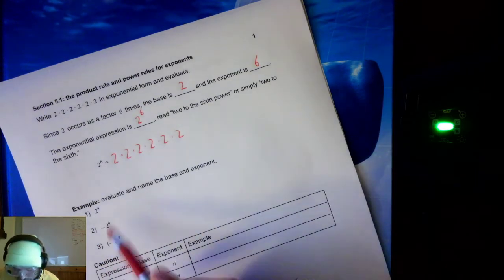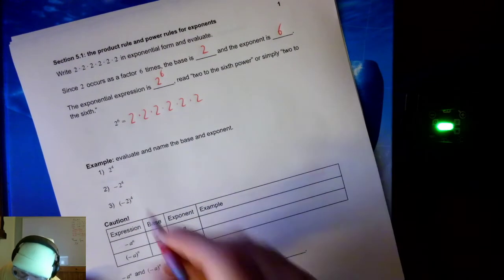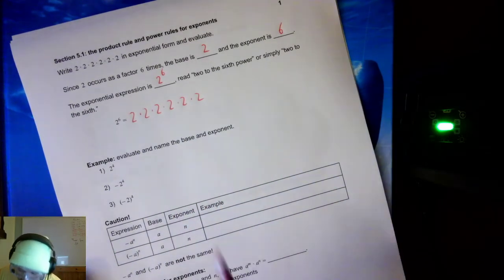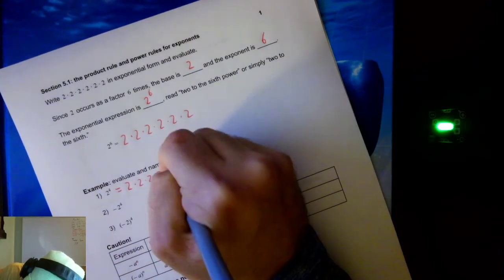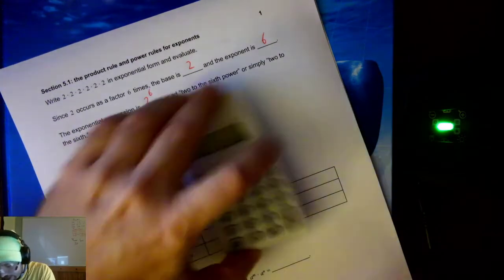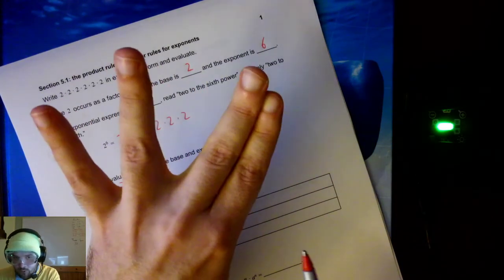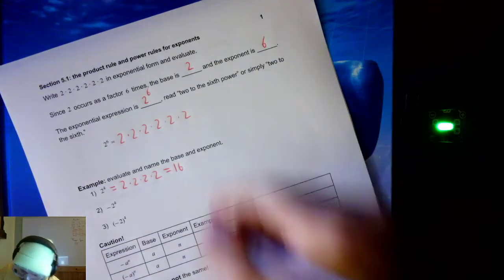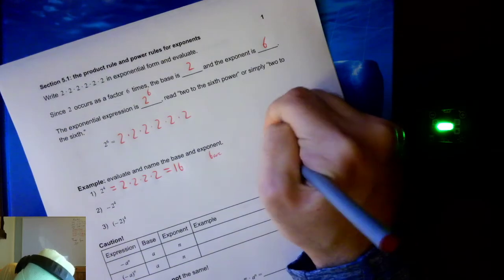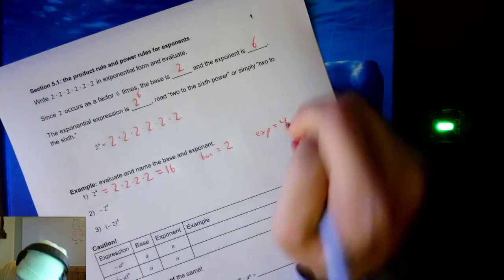Now here, let's look at this. We have 2 to the 4th, negative 2 to the 4th, and parentheses negative 2 to the 4th. First, let's name the base and exponent as we evaluate. We need to copy 2 times 2 times 2 times 2. We can use our calculator, right? Just make sure you're typing in the right number of 2s. It gives us 16. I like to hold up fingers to help me keep track. 2 times 2 is 4, times 2 is 8, and then 16, right? So evaluating gives me 16. We want to know what the base was and what the exponent was. The base here was 2, and the exponent was 4, right?